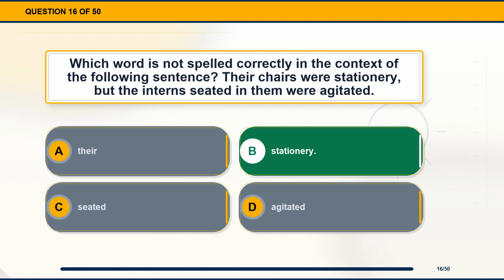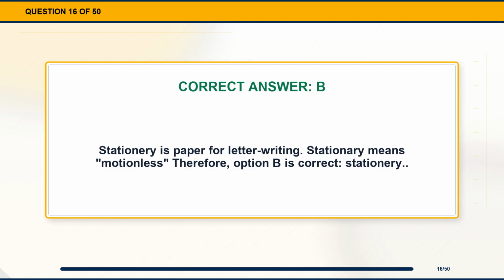The correct answer is option B, stationary. Explanation. Stationery is paper for letter writing. Stationary means motionless, therefore, option B is correct, stationary.